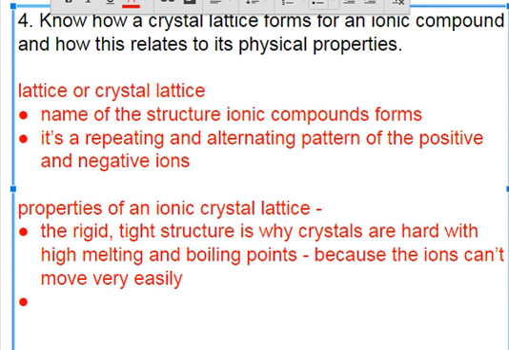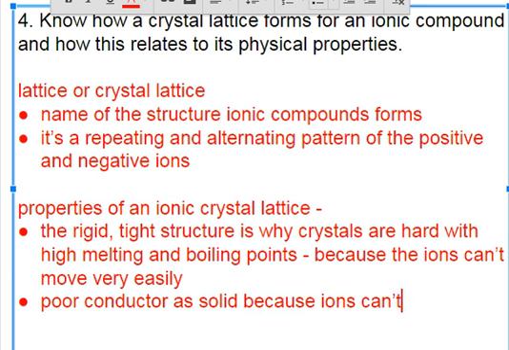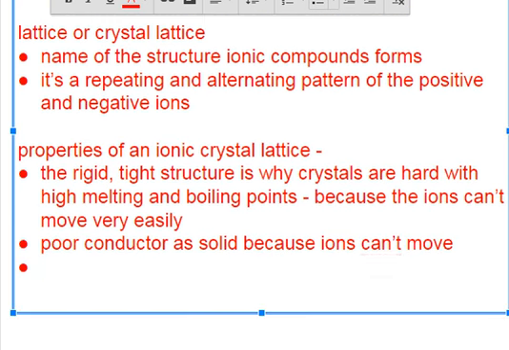That's also why it's a poor conductor as a solid. Because the ions can't move. And it's why it's brittle.